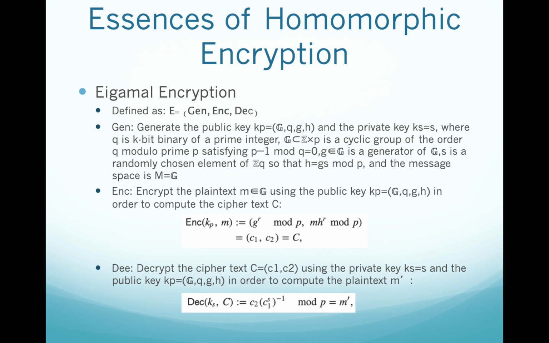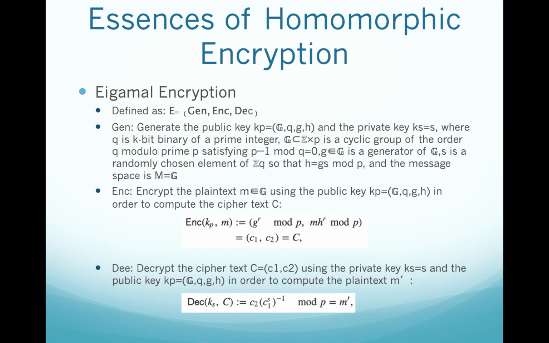And then we're also going to have a Q k-bit binary for this one on a prime integer uppercase G, which is in a subset of CP. And that's a cyclic group of the order Q modulo prime P, which will satisfy P minus 1 mod Q equaling 0. And lowercase g will exist in uppercase G, and that's a generator of G. And so S is a randomly chosen element from Z, so that H equals G to the S mod P, and the message space is going to be mu equals uppercase G.